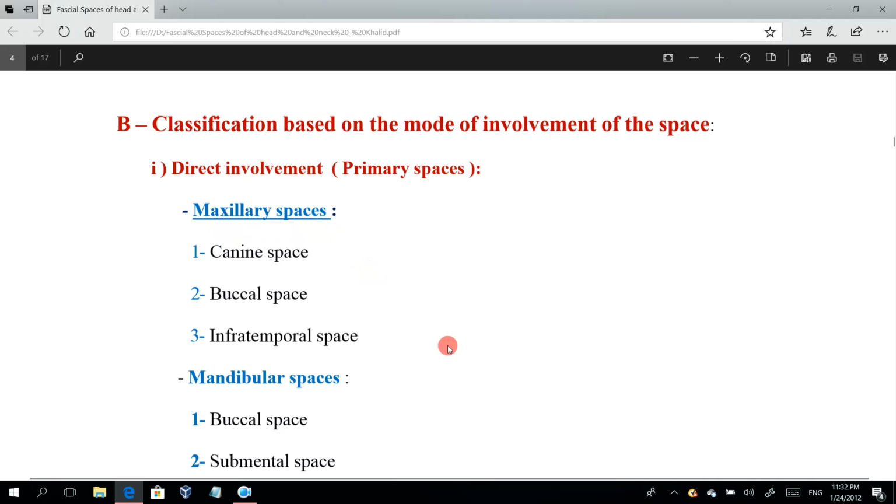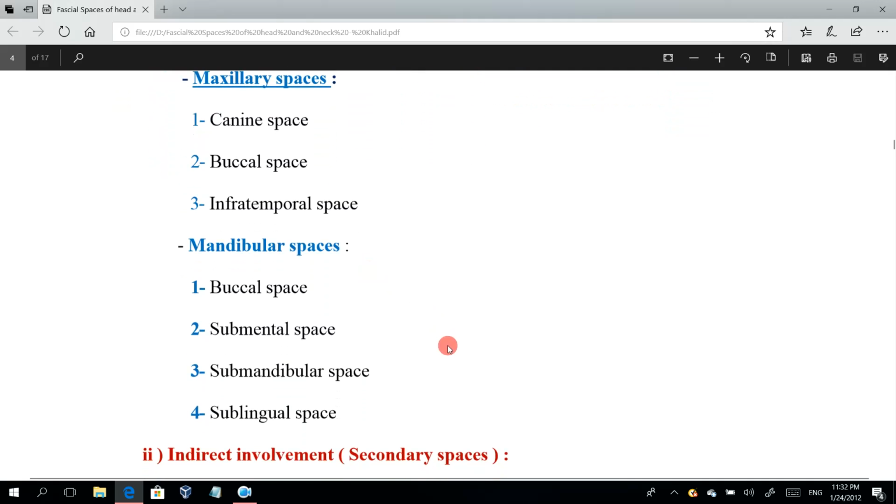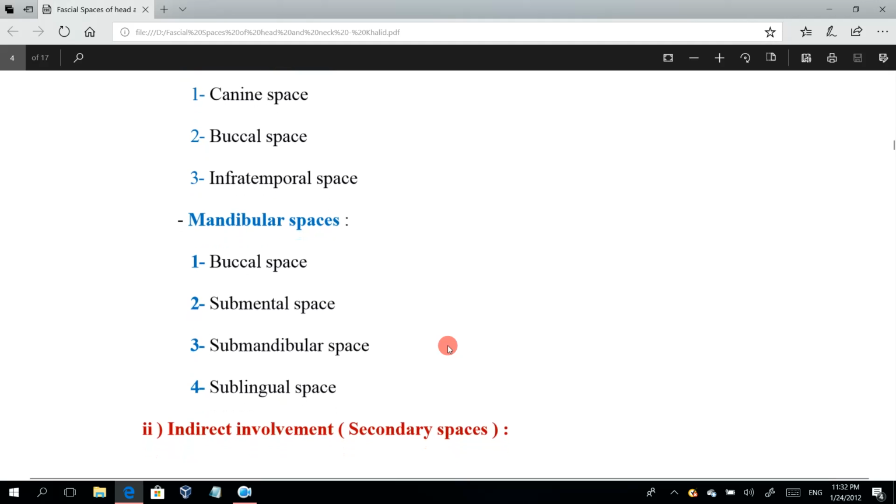The other group, of course, we will discuss each space separately later on. The second group of spaces, which is related to the mandible, is called mandibular spaces. This includes four spaces. We have the buccal space, we have the submental space, we have the submandibular space, and the sublingual space.